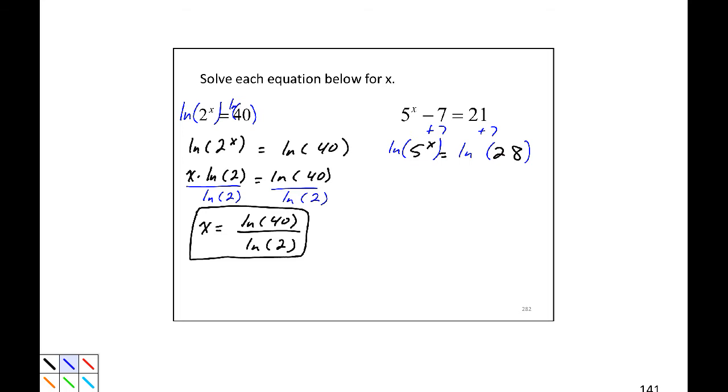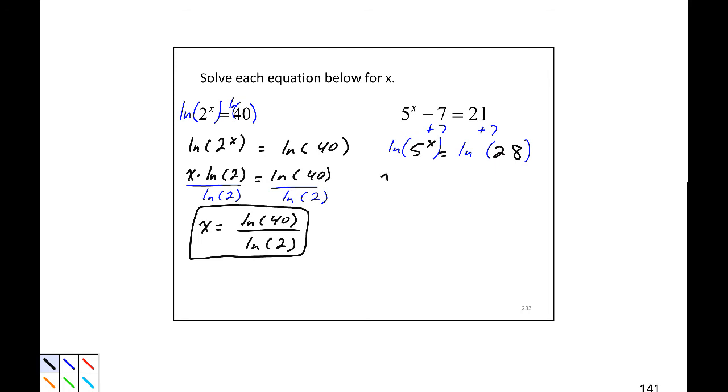Notice I like to put those in parentheses. I want to think of natural log as a function, or log as a function. Now I can use my power rule to bring the exponent of x down as a coefficient. So I have x times natural log of 5 equals natural log of 28. And you want to start thinking of something like natural log of 5 as a number. It's just a multiplied number here, a factor.